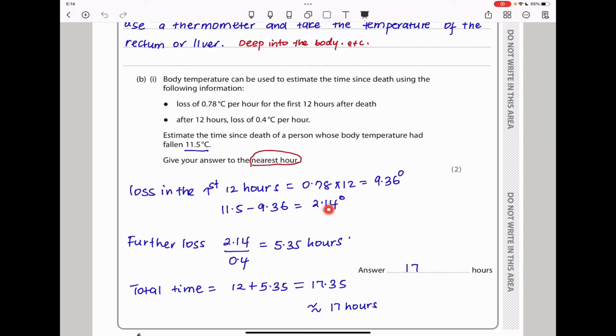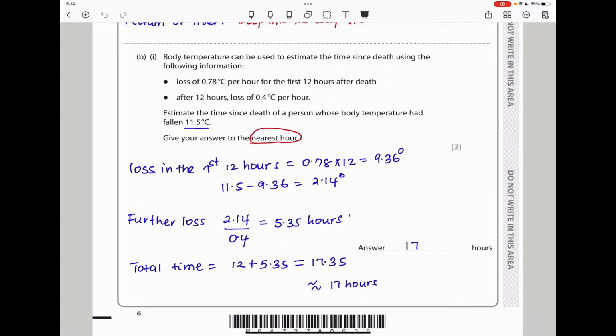So how do we find how long it took? We need to divide this by 0.4, because 0.4 is the drop per hour. If it dropped by 2.14, we divide by 0.4 to find it's 5.35 hours. And when we add that to the 12, we get 17.35 hours. So this is approximately 17 hours. So that is the answer, it should be 17 hours. Remember, they said nearest hour, so we round off to that. Next part.